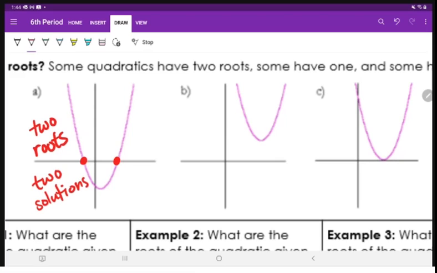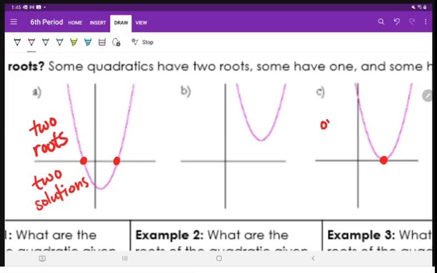So you could say it either way. You could also say it has two zeros. Okay, can I get a different volunteer to tell me which of these graphs has one root? C. I heard Maddie say it first. Why does C only have one root? It only touches the x-axis one time.